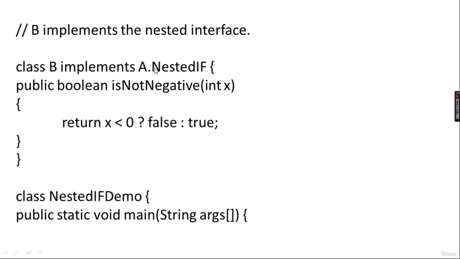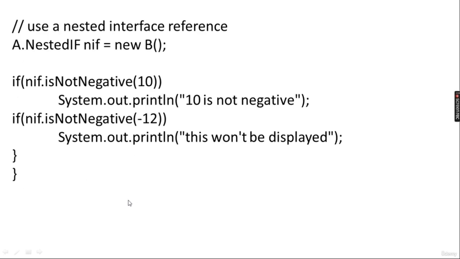Okay. So to implement this, public boolean isNonNegative: if x is less than 0, then it is false. Otherwise, it is true. Class NestedIFDemo, public static void main. Now we are creating a nested interface reference. A dot NestedIF nIf is equal to new B, an object of type B.